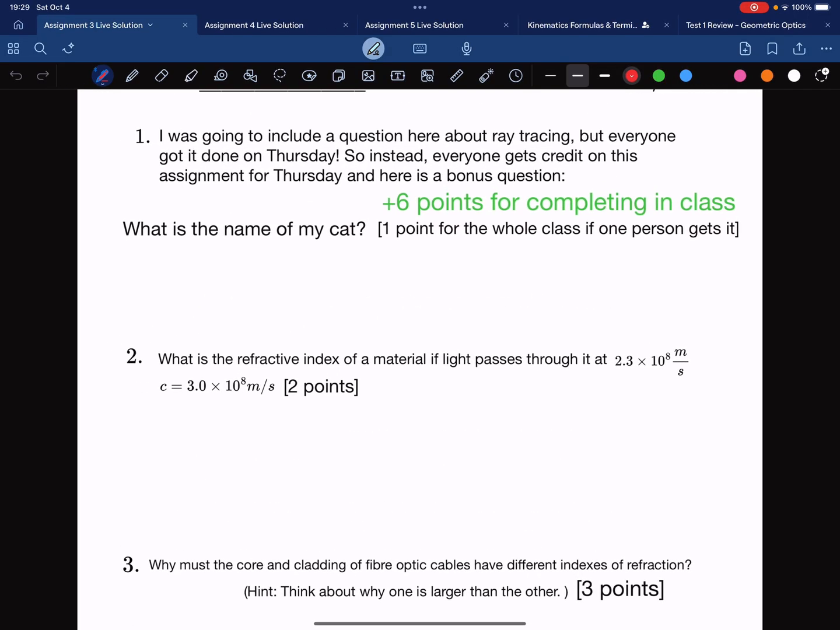The first question, I was originally going to include a question about ray tracing, but because we did that activity in class and everybody participated and everybody got it, instead I just put a bonus question, and a few people did get it. It was Sally. If you were wondering where the answer was, there was one person at the college who does actually know the name, so a few people went and asked them and got the answer.